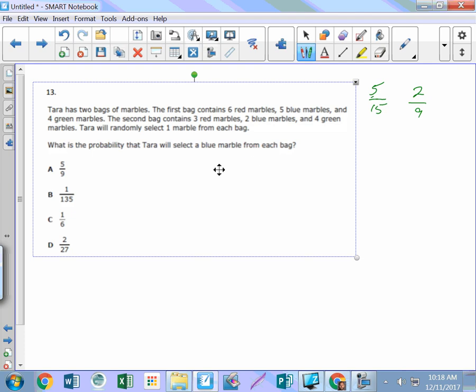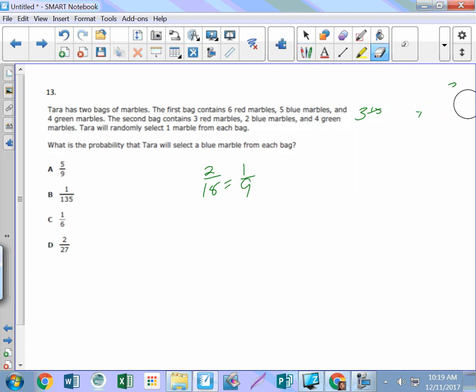From each bag, this is compound probability, so we need to multiply. I will reduce here first. So that is 2 over 18. 2 over 18 reduces to 1 over 9. And that's none of the choices, so let me try again. All right, let's try again.